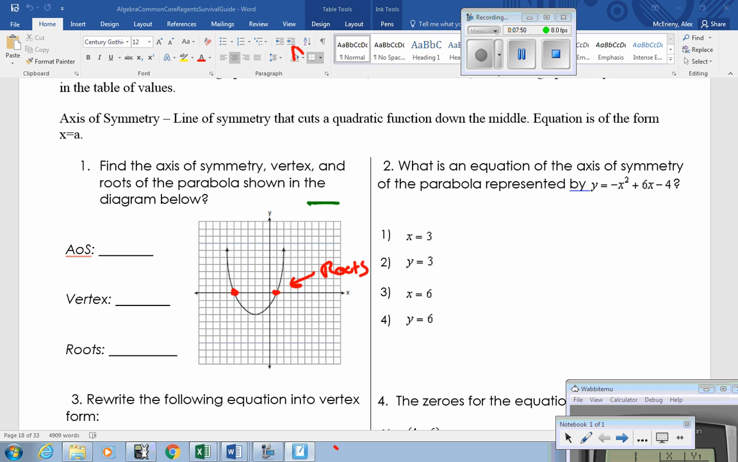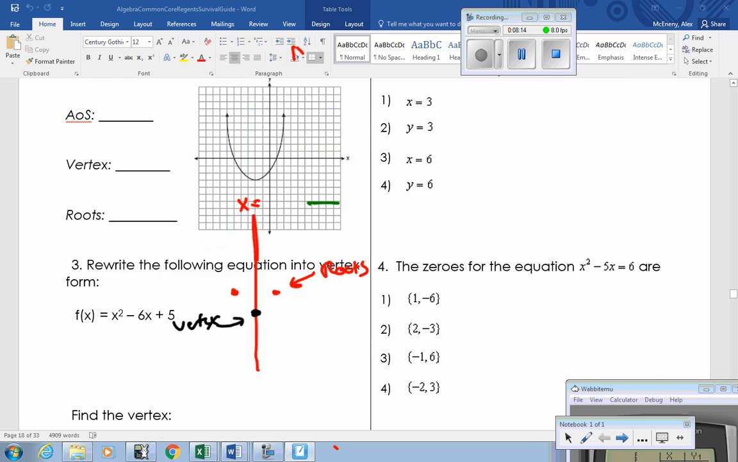Okay. The axis of symmetry is going to cut it in half. So the line that would be of this form: x equals, and then what number does it hit? And then your vertex is a coordinate. So what coordinate it is that, where it kind of cuts that graph into 2 equal pieces.